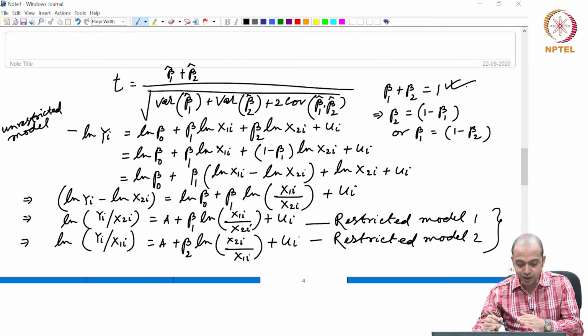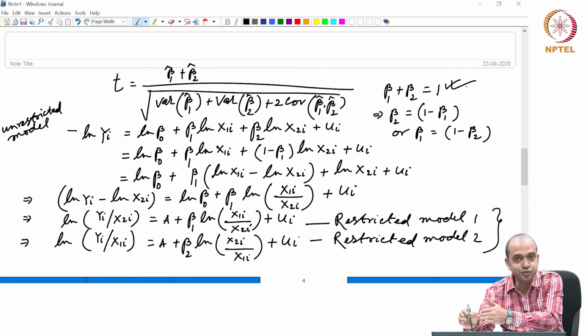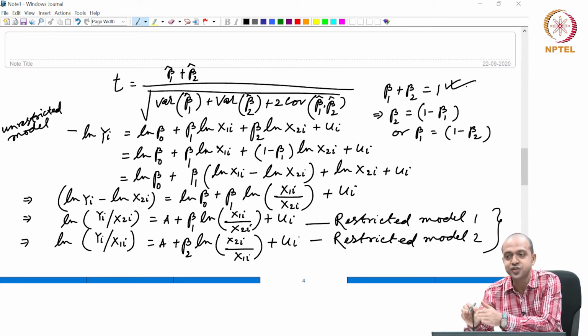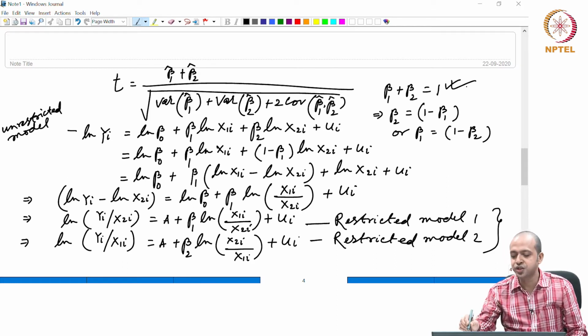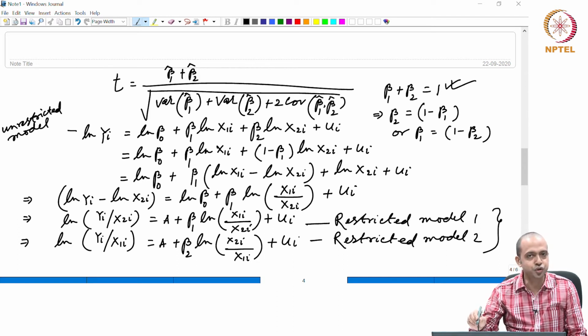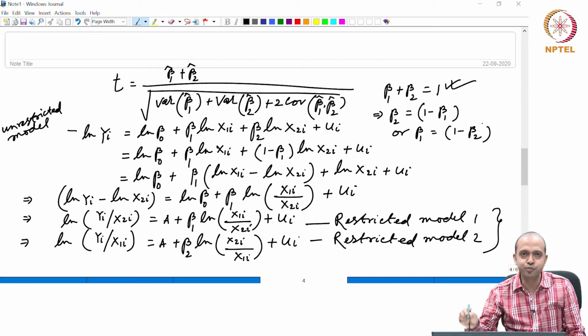And if you look at the way we are deriving, we are substituting. That means initially we have assumed the restriction is valid. If the restriction is valid, then I can substitute beta 1 for beta 2 or beta 2 for beta 1, and I can get two restricted versions of the model, one is restricted model 1, another is restricted model 2. Then look at how I am constructing the test statistic.